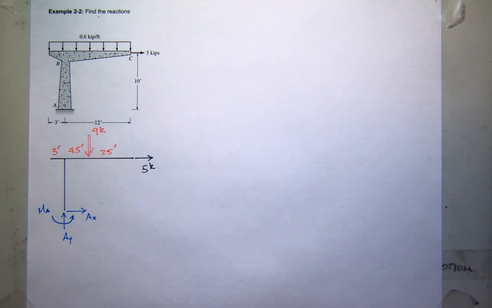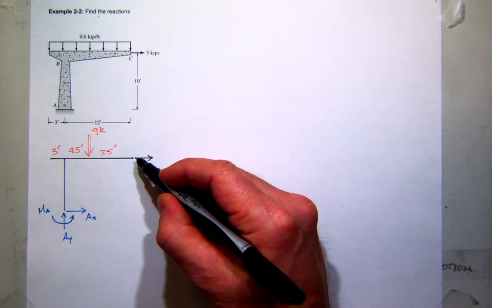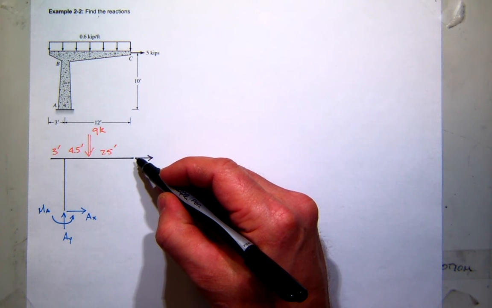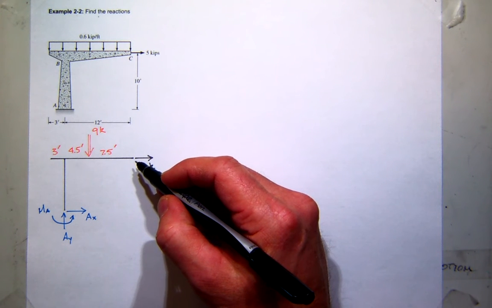So what should we do first? Should I sum moments about this point, point C? Can I sum moments about C? Sure you can. You can sum moments anywhere you want.